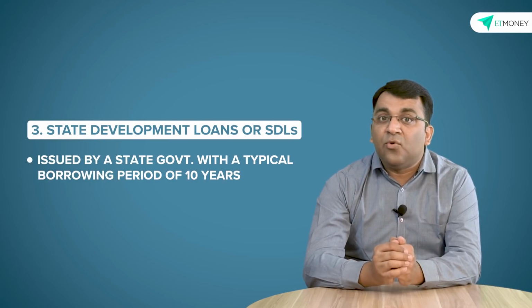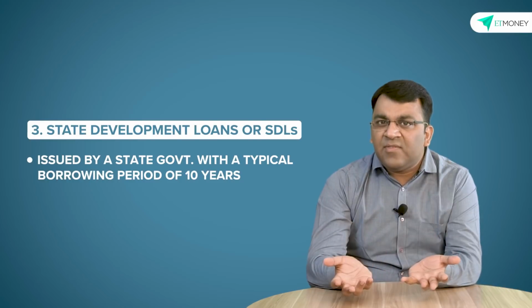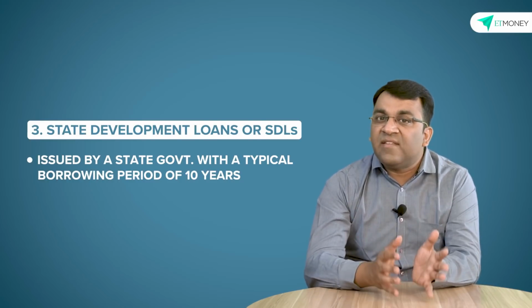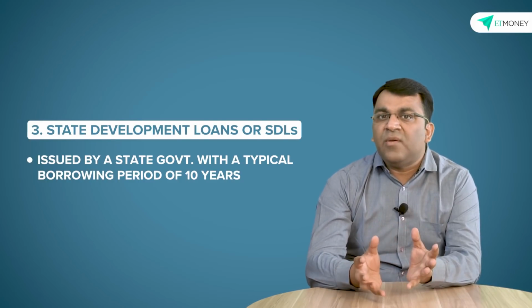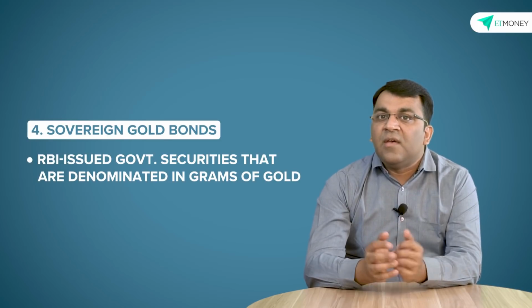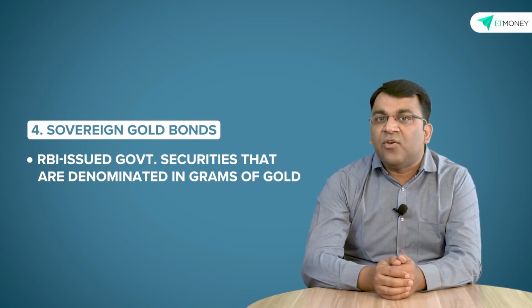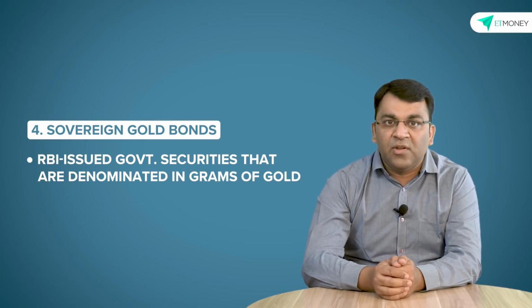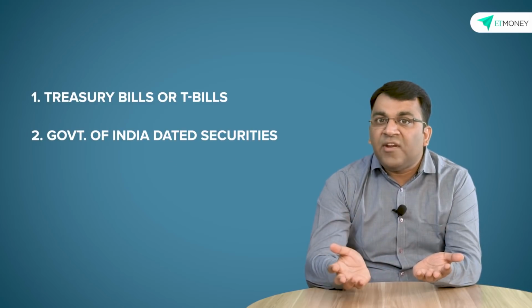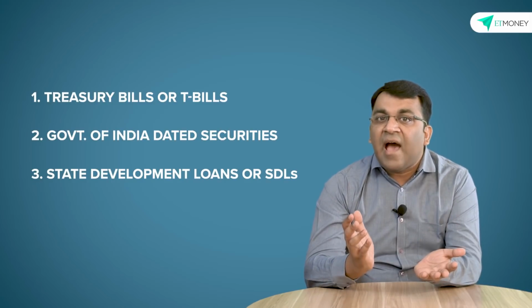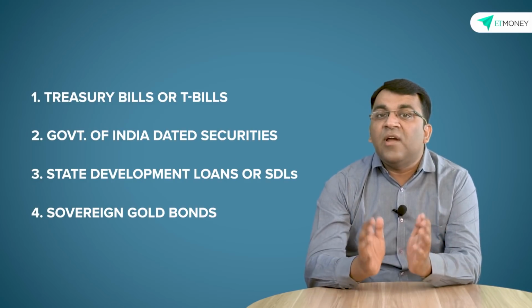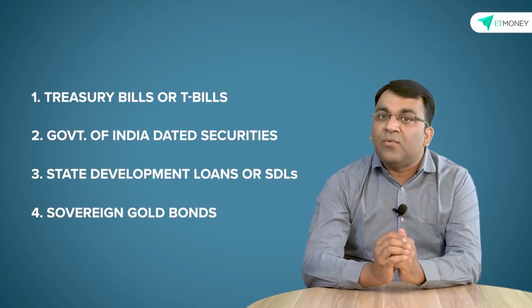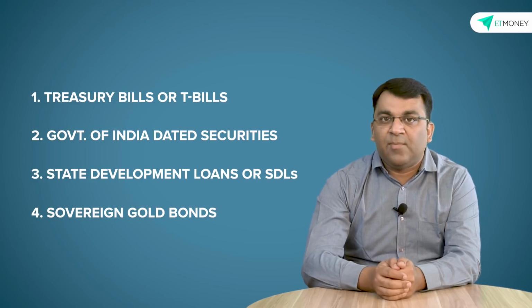The third instrument on offer are state development loans or SDLs, and as the name suggests, these are issued by a state government with a typical borrowing period of 10 years. And finally, we have the sovereign gold bonds, which are RBI issued government securities that are denominated in grams of gold. So T-bills, Government of India bonds, SDLs, and the sovereign gold bonds are the four kinds of government securities that one can invest in through the Retail Direct platform.